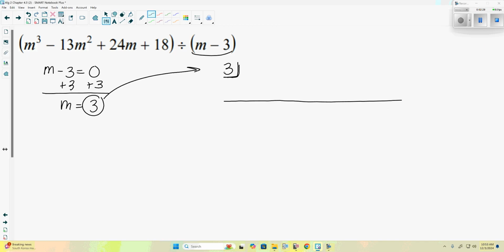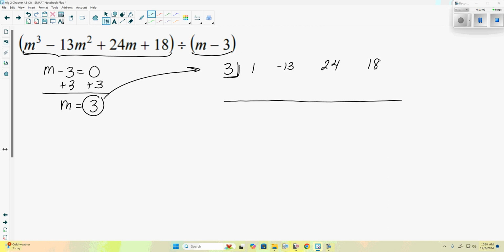Next step involves our other expression. We take the numbers in front of each variable, and we're going to put them across the top here. And if there are any missing, we're going to fill them in as 0. So our first term of this expression is m cubed, and the number in front of m cubed is 1. So the next one would be m squared, which is negative 13. Then we have m to the first, our m, which is 24, and our number without a variable is 18.